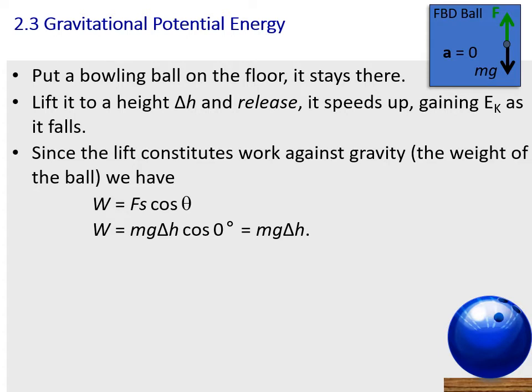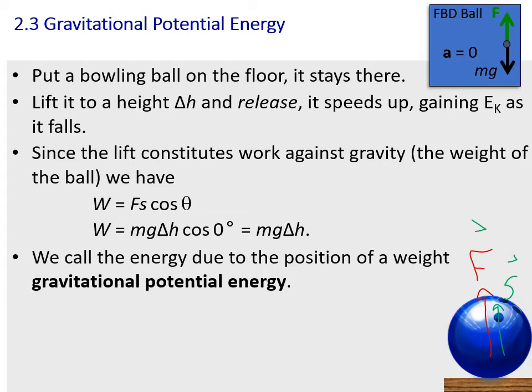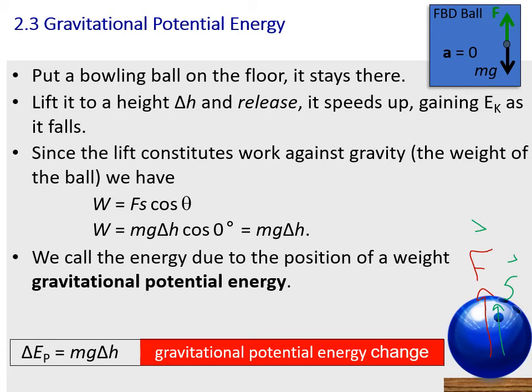Cosine theta: if we lift this ball up, the force applied goes up. The displacement vector while we lift is pointing up. So the angle between these two vectors is 0 degrees. So the energy due to the position of a weight is the gravitational potential energy. Delta E sub P is equal to mgh.